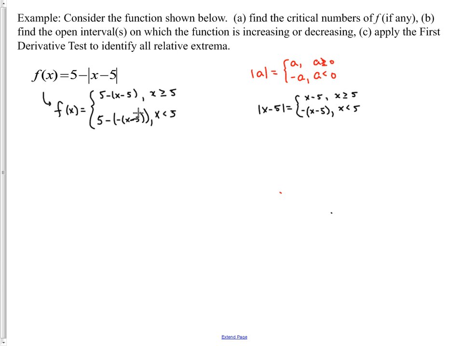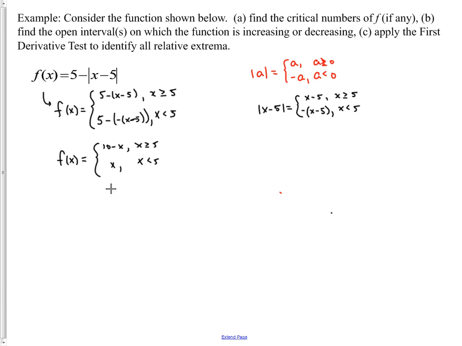Well, this is a bit of a complicated function to deal with, so let's rewrite it one more time. f of x is actually equal to 5 minus x plus 5, so that's 10 minus x whenever x is greater than or equal to 5. And the function 5 minus negative x minus 5 is the same thing as 5 plus x minus 5, so it's just equal to x when we simplify it, whenever x is less than 5. Now, how is this helpful?